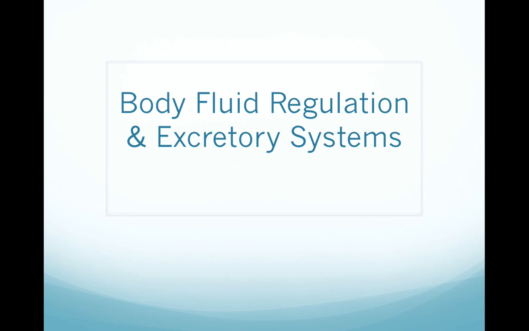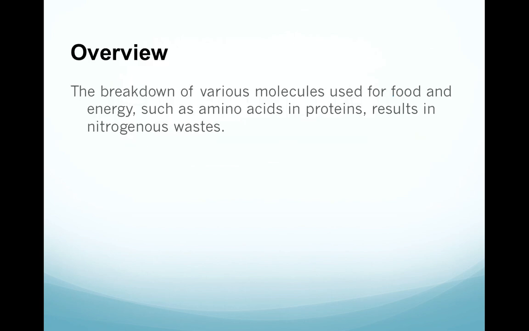Let's talk about body fluid regulation and the excretory system. The breakdown of various molecules used for food and energy, like amino acids found in proteins, results in nitrogenous waste products, so waste that has nitrogen in it. If those build up in your body, that can actually cause problems, basically poisoning your body. So most animals have developed tubular excretory organs that regulate the excretion of these metabolic wastes back into the environment, and they also control the water-salt balance of the body and of the blood.